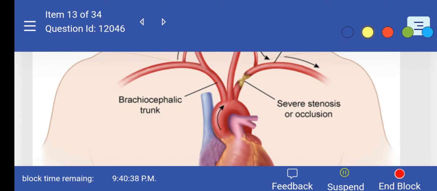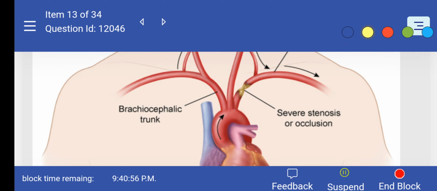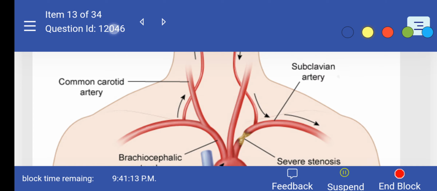Let's say this is the brachiocephalic trunk, this is the aortic arch, this one is the left common carotid, and with that we have the left subclavian artery. If there is a severe stenosis of the left subclavian artery, what would happen? Normally the blood should move from here in this direction, anterograde. But in subclavian steal syndrome, this will pull the blood from this vertebral artery.